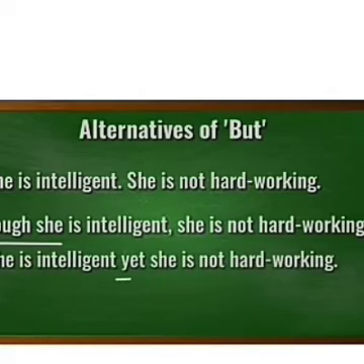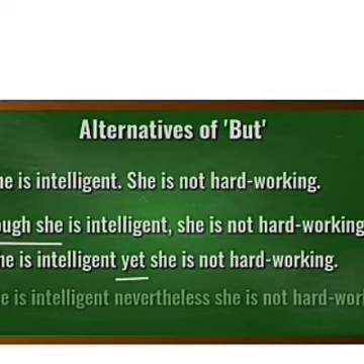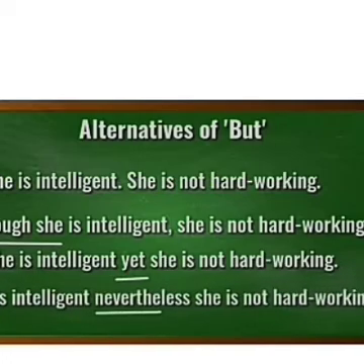Now second, she is intelligent. In place of but you can use yet. She is not hard working. She is intelligent, nevertheless she is not hard working. So you have used although, yet, nevertheless. Now further examples of but.